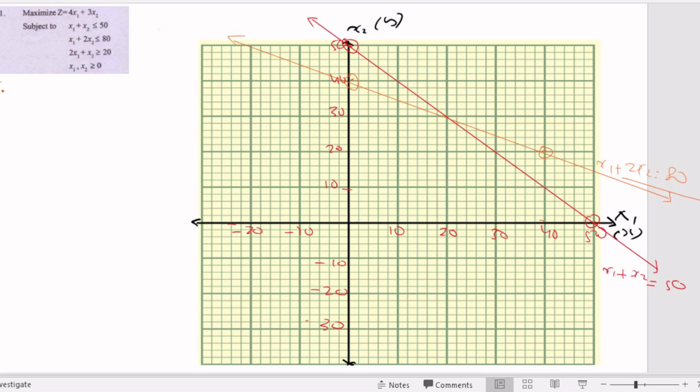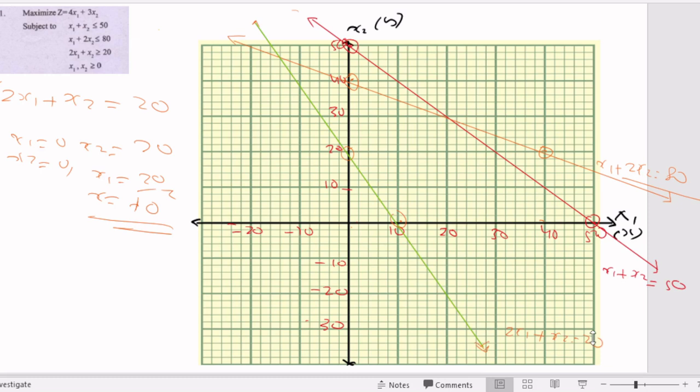Let's see the third line. The third line says 2x1 plus x2 is equal to 20. Let's substitute x1 equal to 0: x2 will be straightforward 20. Let's substitute x2 equal to 0: x1 will be 20 divided by 2, that is 10. So here 0 comma 20, this point on the line, and 10 comma 0, this point on the line. Let's join these points. So we have plotted all the lines.